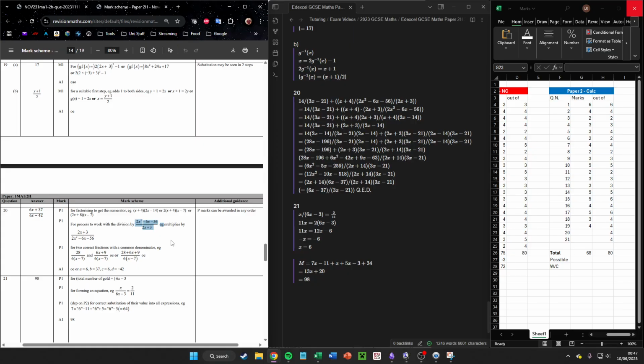Oh, hang on. Do I actually find a common denominator? Two correct fractions with a common denominator. So when I multiplied to get this common denominator of 2x plus 14, 3x minus 21, that doesn't get you this, does it actually?